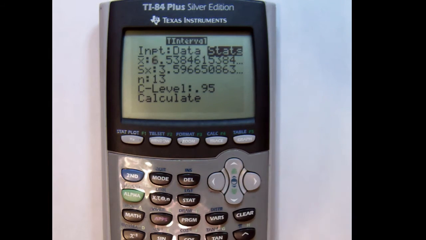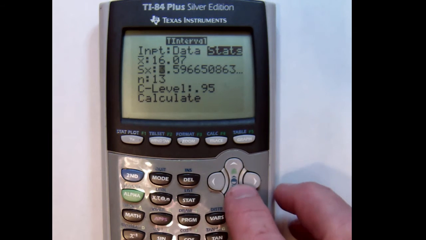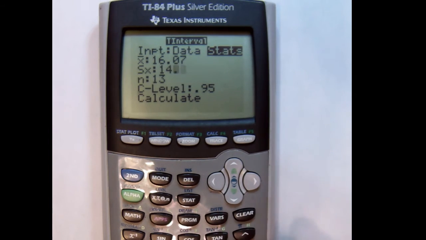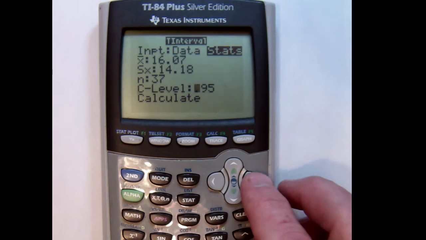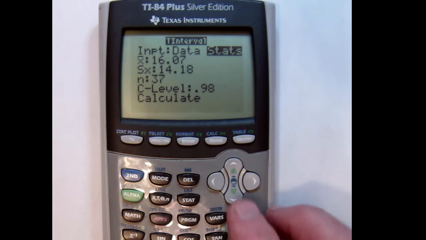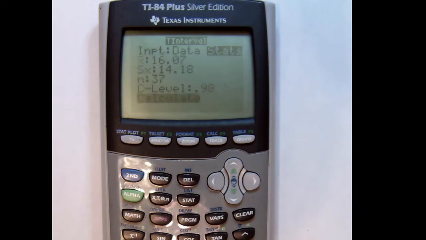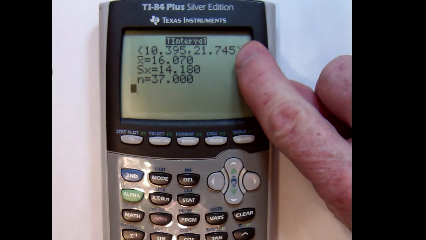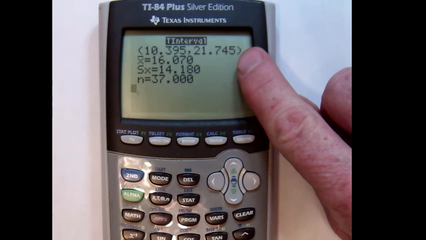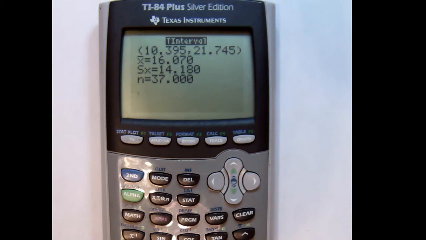And now we need that X bar is 16.07, the S is 14.18, and N is 37 people. We're using 98% level of confidence, and now calculate. So we see that the numbers are just slightly different in the last decimal place. That's because the calculator uses a more accurate t-value than what's in our chart, but that's just fine. I would say you should be using the calculator anyway, and then we'll all have the same answer.